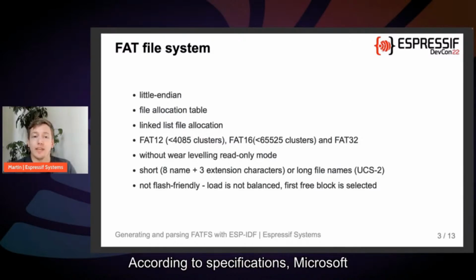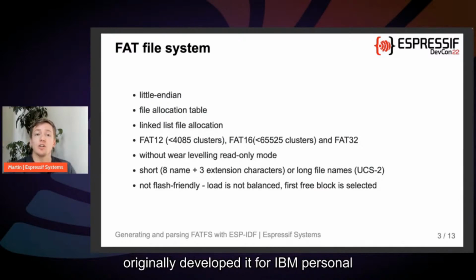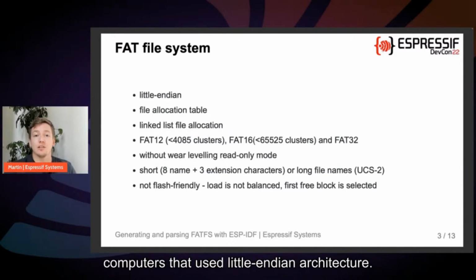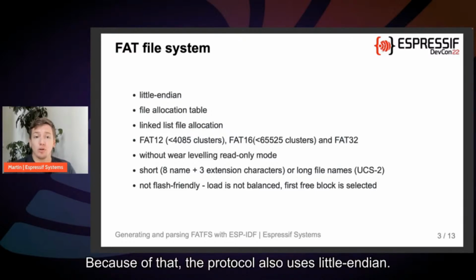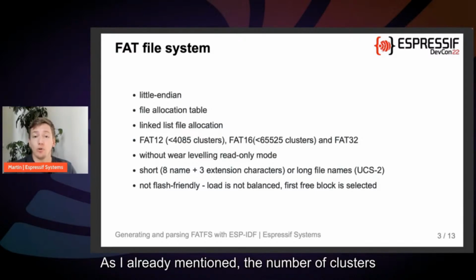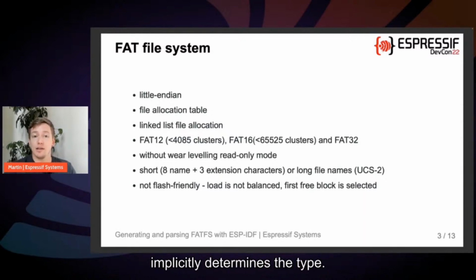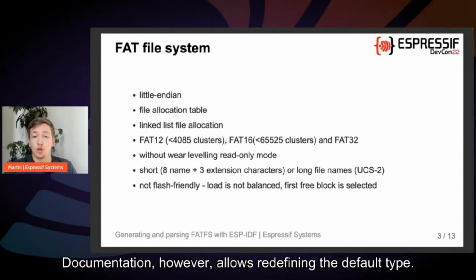According to the specification, Microsoft originally developed it for IBM personal computers that used little-endian architecture. Because of that, the protocol also uses little-endian. As I already mentioned, the number of clusters implicitly determines the type. Documentation, however, allows redefining the default type.